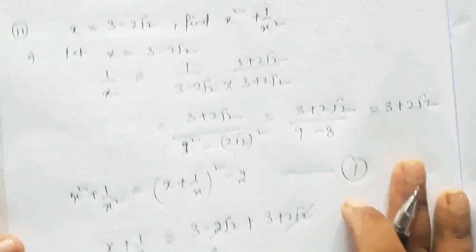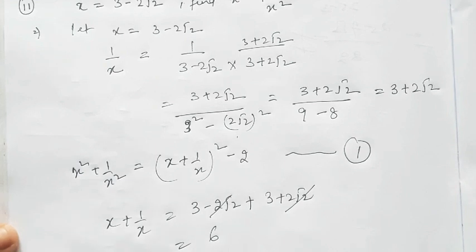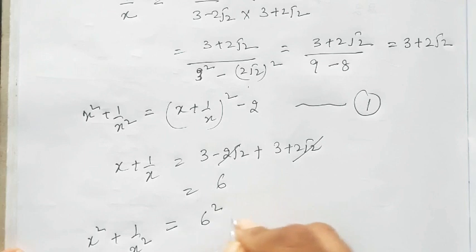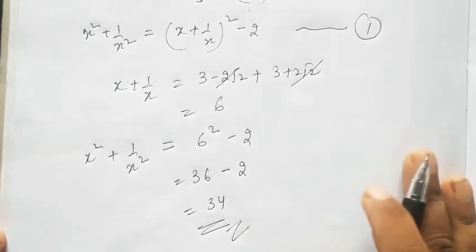Just substitute the value of x plus 1 over x, which is equal to 6, in equation number 1. So we get the value as 6 square minus 2, that is 36 minus 2, that is 34, is the answer. I hope it is clear to all of you.